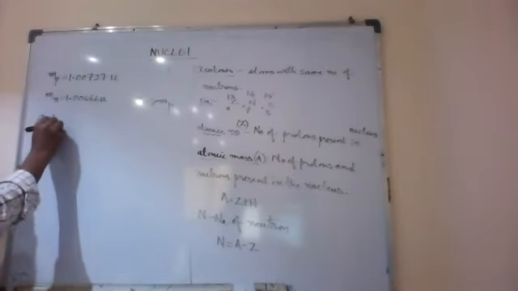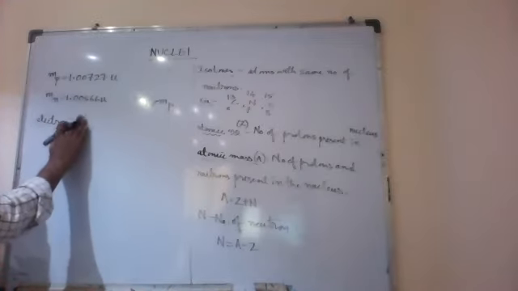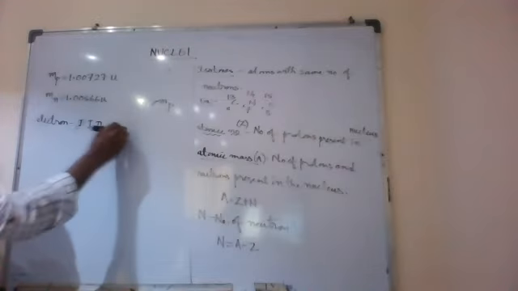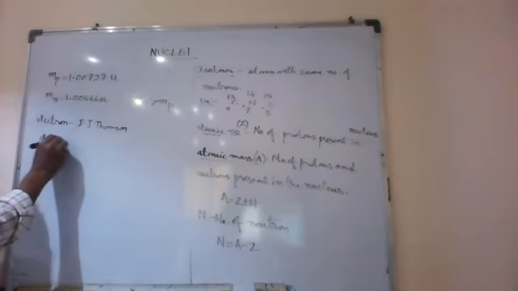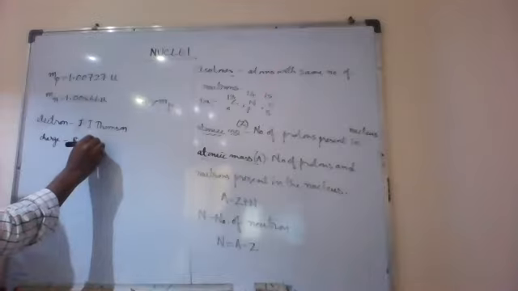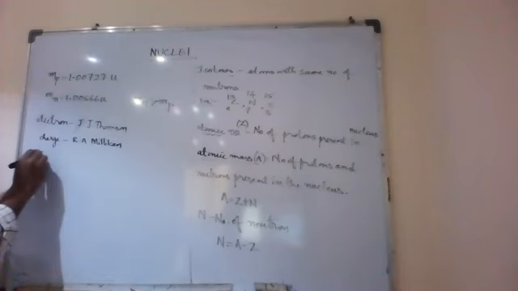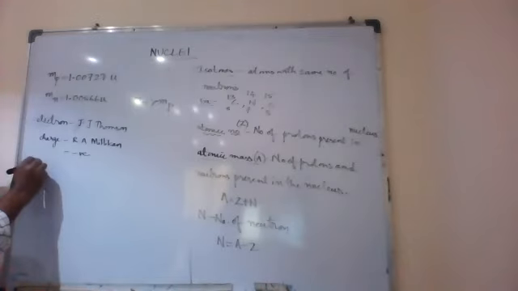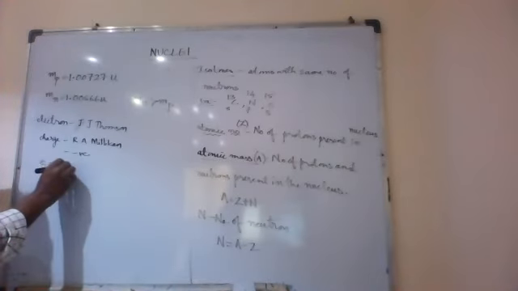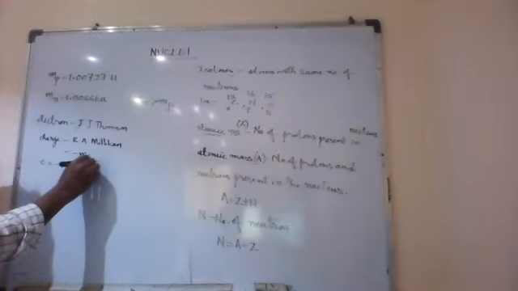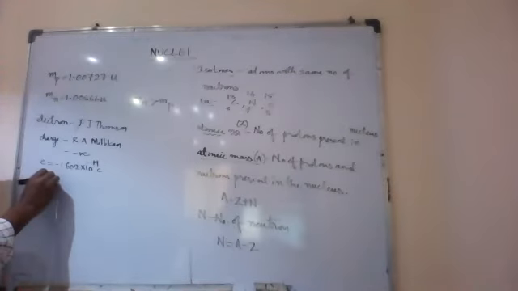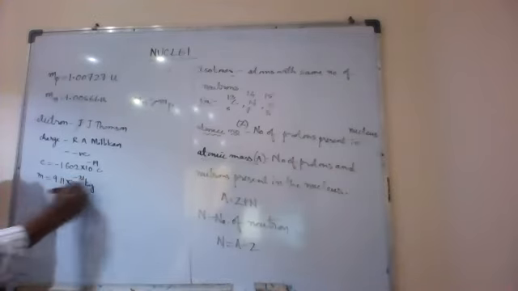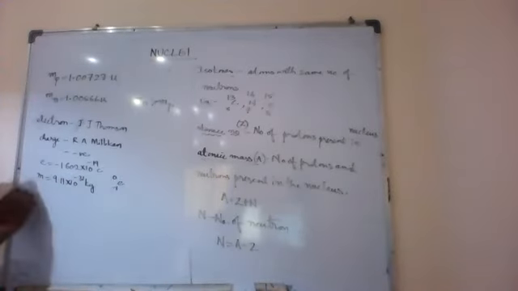Electron was discovered by J.J. Thomson, and the charge of electron was discovered by R.A. Millikan. The charge of electron is negative, minus 1.602 into 10 to the power of minus 19 coulombs. Mass of electron is 9.11 into 10 to the power of minus 31 kg. The symbol is e, with minus 1 and 0.